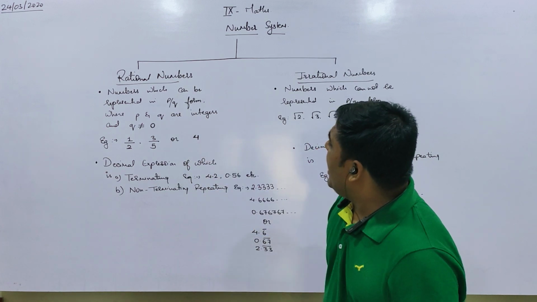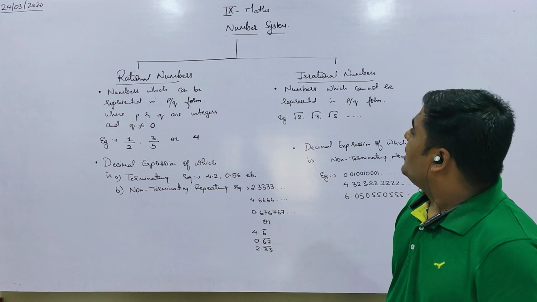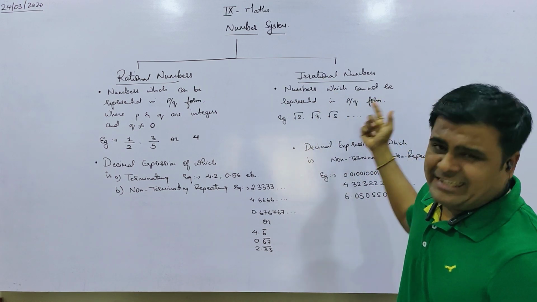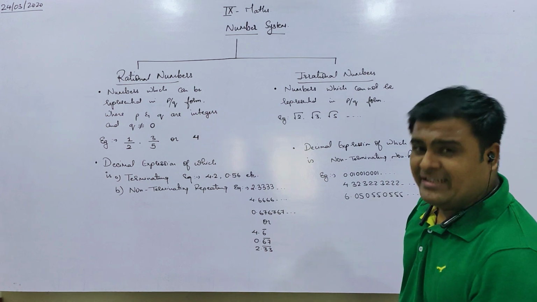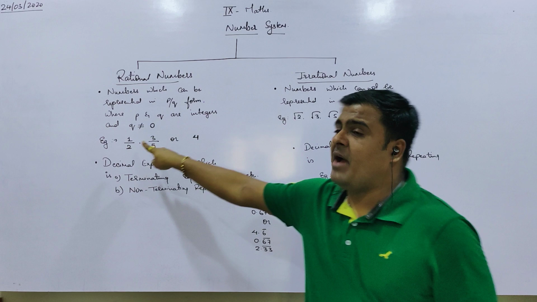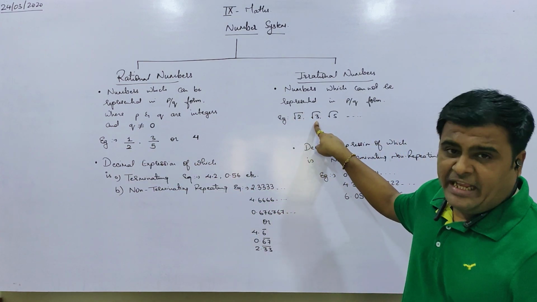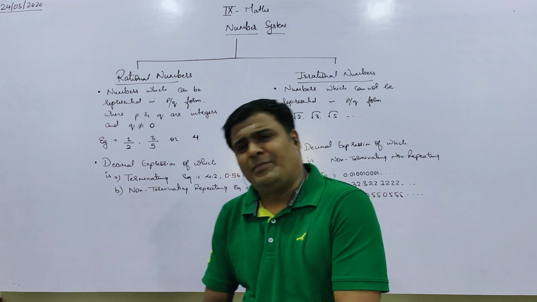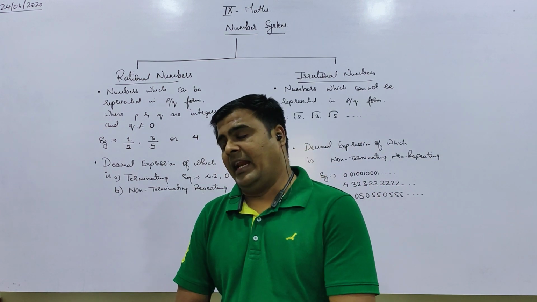Now let us see the irrational number. The number which cannot be represented in p by q form is an irrational number. Let us take a few examples. For example, root 2. Root 2 can't be represented in p by q form. Then root 3, root 5, etc. Let us now see the decimal expressions of rational numbers and irrational numbers.